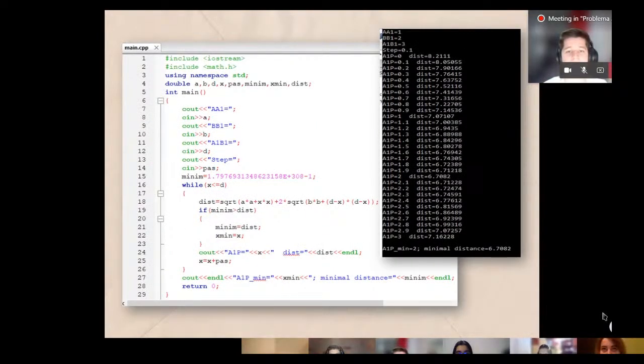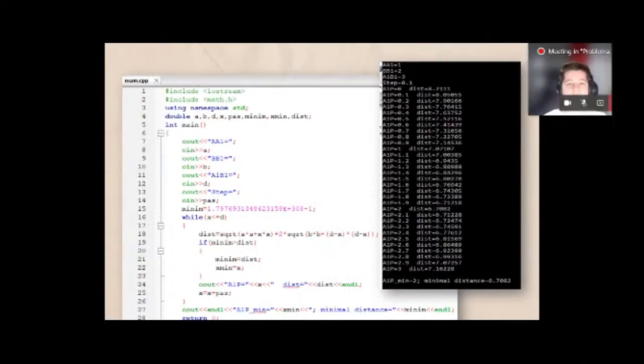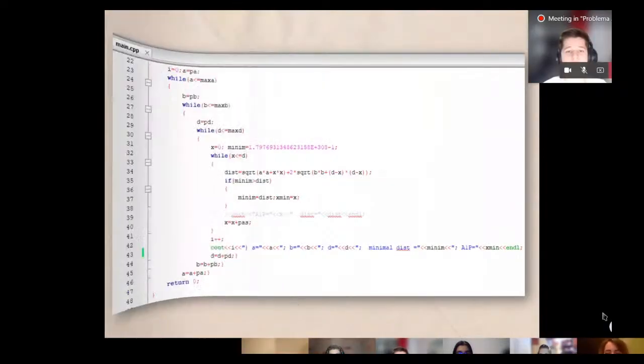The program makes the point P move on the A1B1 segment from A1 to B1 with the step path, computing the distance AP plus 2PB and approximately determining the position of P in which this distance is minimal. The second computer program is similar to the first one.